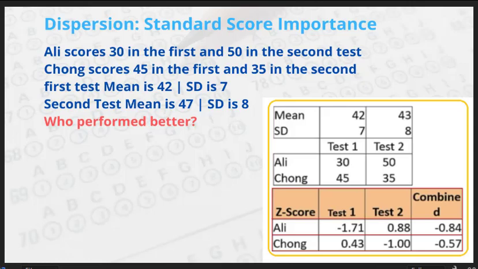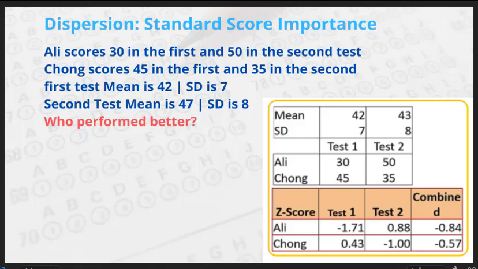So as I said, both of them scored 80 in total. But the key thing is we are to see how good or bad they are performing with respect to the mean and the standard deviation. And summing up is not the right thing.